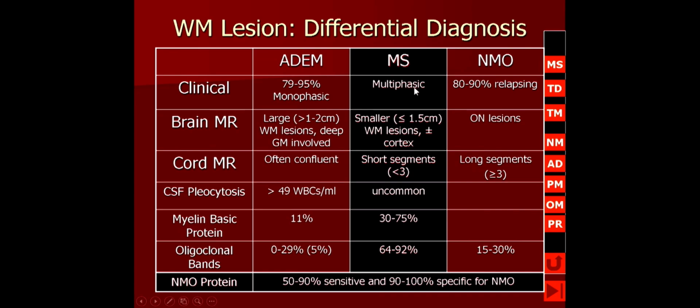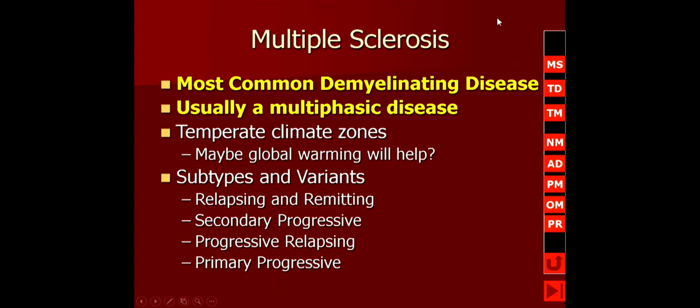But MS gives you a multiphasic clinical presentation. You typically have smaller lesions. If you look at the spinal cord, it typically involves short segments. CSF cells or pleocytosis are relatively uncommon. We always talk about myelin basic protein, which is a nonspecific sign of destruction of the myelin from a variety of causes. And then the characteristic thing we look for is oligoclonal bands when we think the patient has MS.